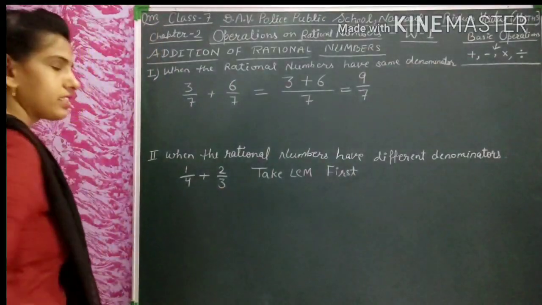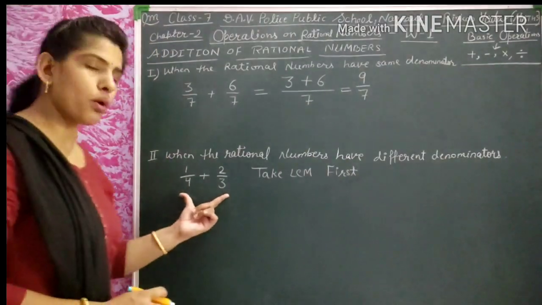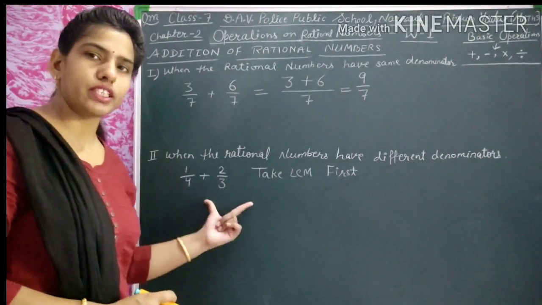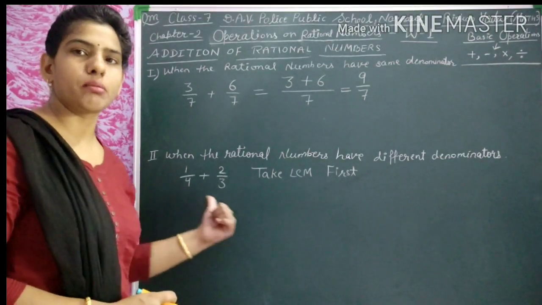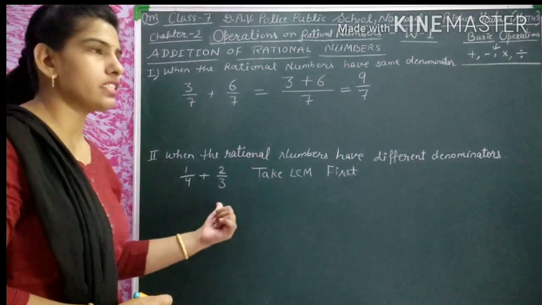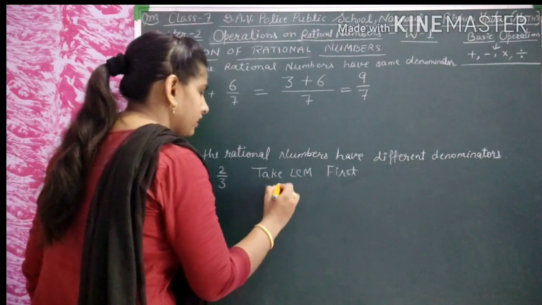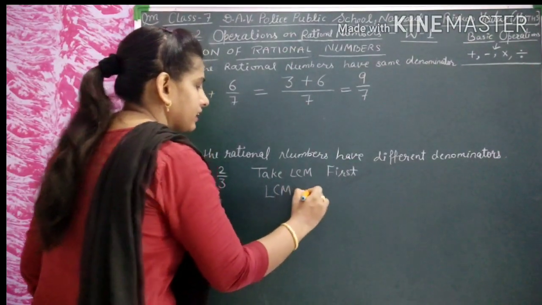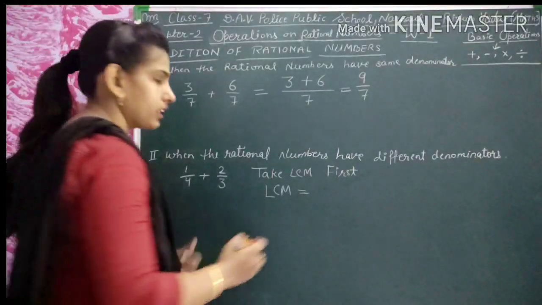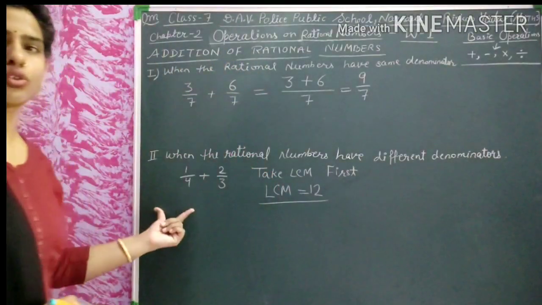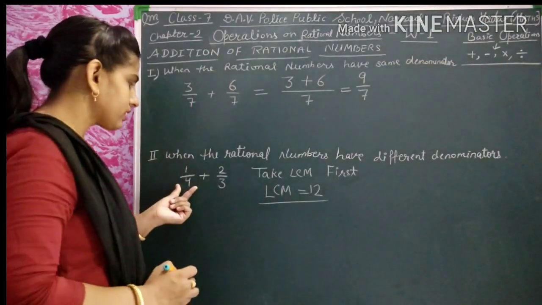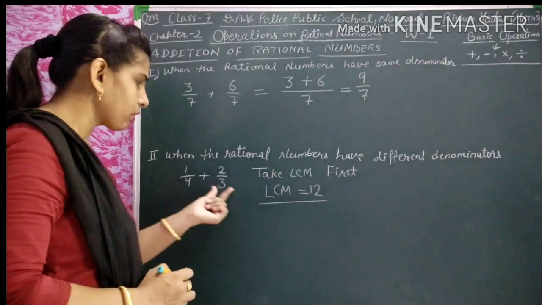Now there is the LCM here. 4 and 3 are co-prime numbers. It means their LCM is their multiplication. So LCM is equal to 4 into 3, that is equal to 12. Now we will solve it by making the denominators the same.